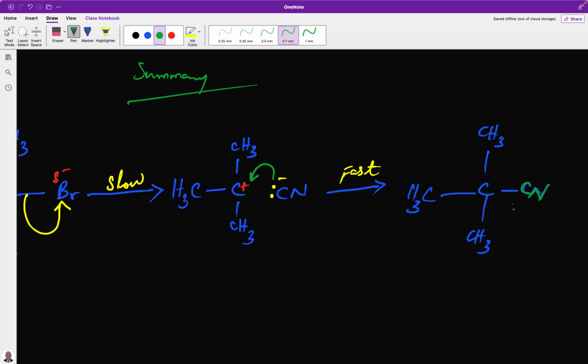So that's why we call it 2,2-dimethyl propane nitrile. This is how we are naming it. This is carbon 1, because nitrile is the functional group. We say this is 1, this is 2, and this is 3. Now, the two methyl groups are there. We say 2,2-dimethyl propane nitrile.